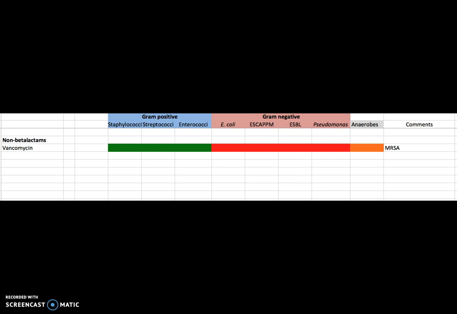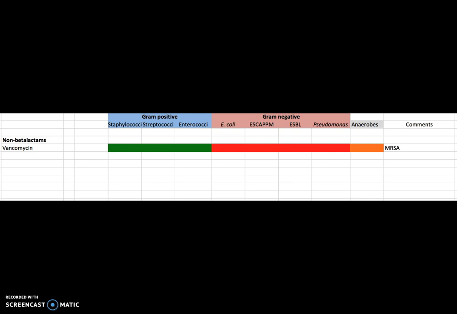Glycopeptides, particularly including vancomycin, do not have any anti-gram negative activity, and there's activity against gram-positive anaerobes such as anaerobic streptococci, but there's no activity against the pathogenic strains of Bacteroides and other gram-negative anaerobes that are important in gut-related infections.